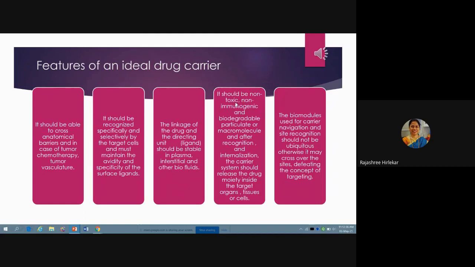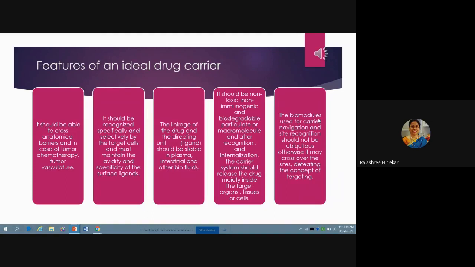Next, it should be non-toxic. The carrier itself should not cause any toxicity reaction. It should be non-immunogenic, it should not cause any immune reaction, and it should be biodegradable. It should get degraded in the system. It should be a biodegradable particulate or macromolecule, and after recognition and internalization, the carrier system should release the drug moiety inside the target organ, tissue, or cells. So it should go specifically to that particular target. For that it should get recognized, and after that it should release the drug in that particular target area.